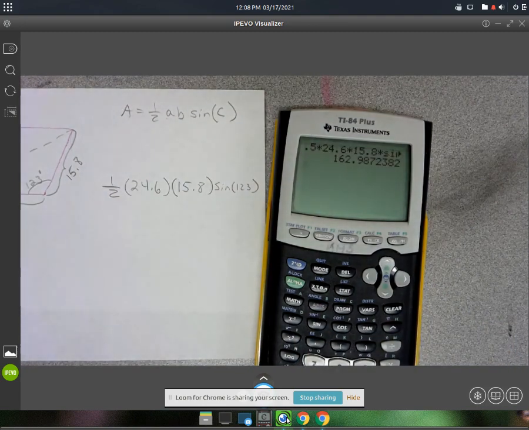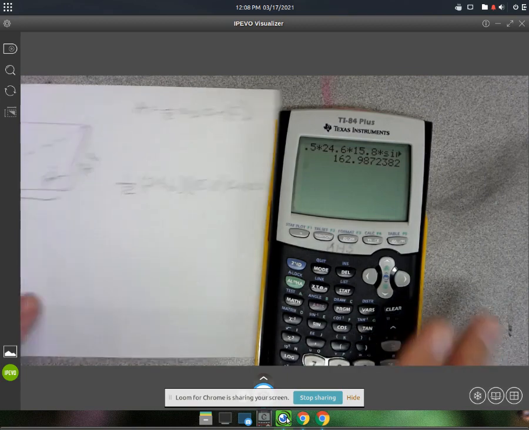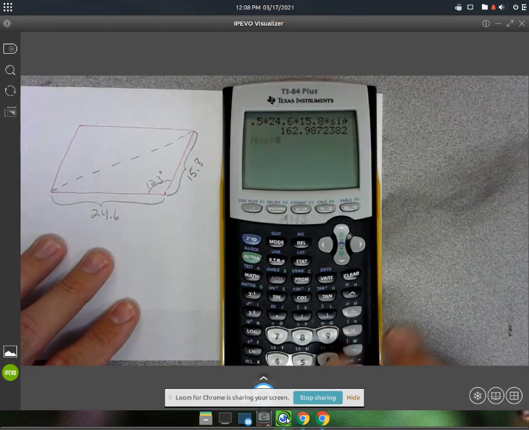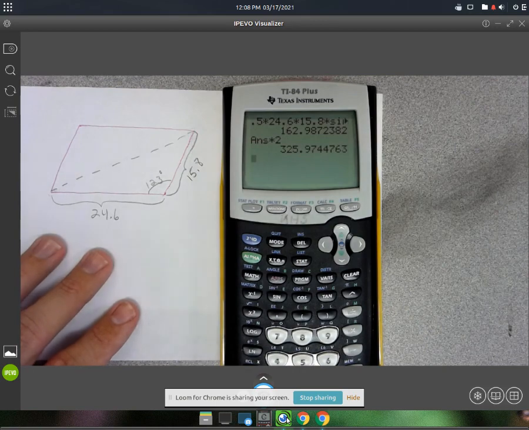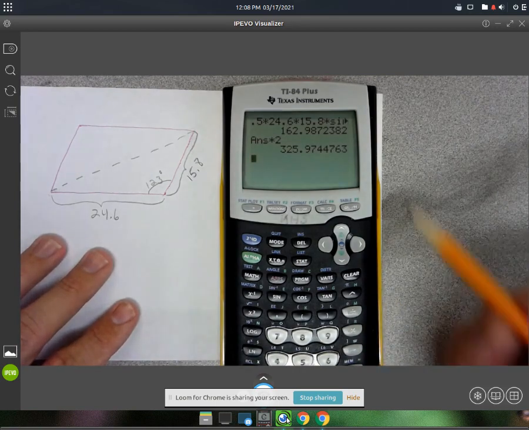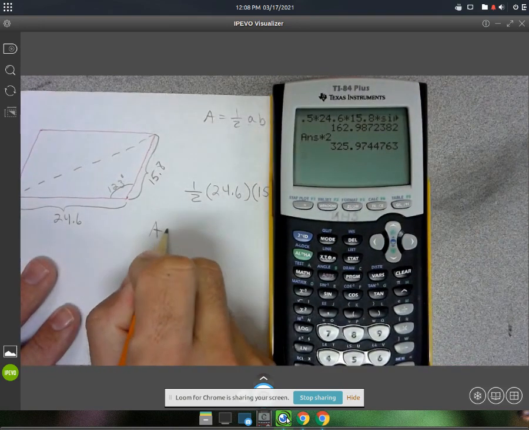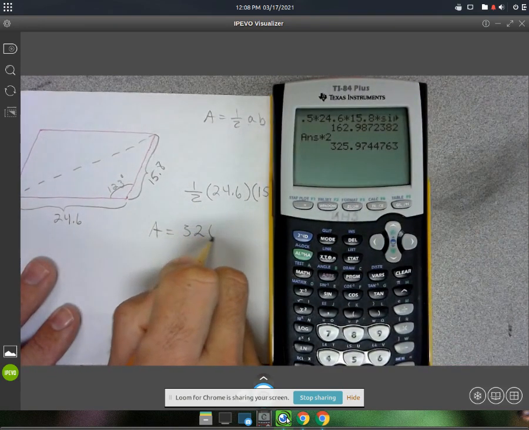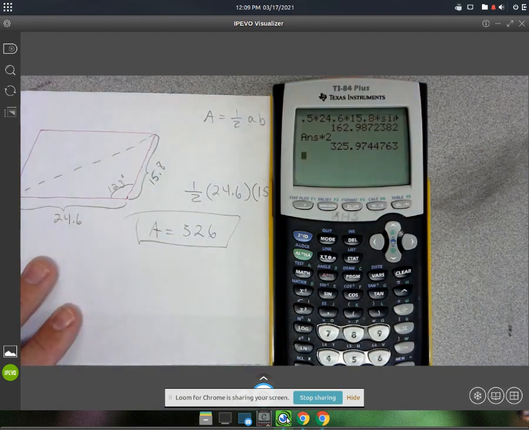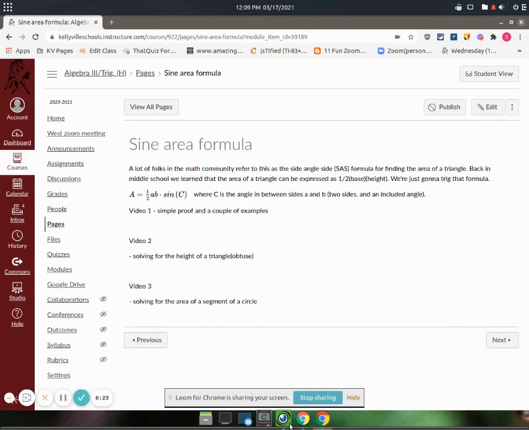Nice. I get 162. Boy, that's big. But then I'm going to have to double that so that I get my full area for my full parallelogram. So times 2. That's it, 325. We'll just round it to the nearest unit. These are big numbers. So the area would equal 326 square units. All right, that's it. We'll do some other stuff with it next.